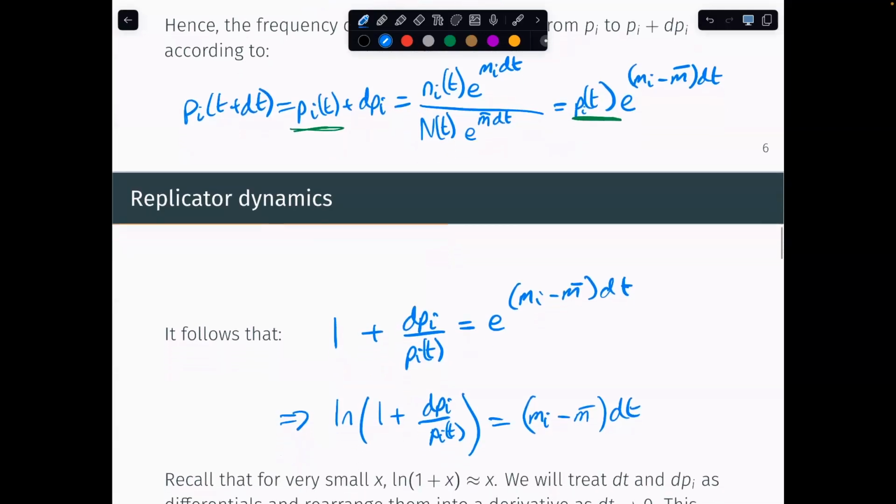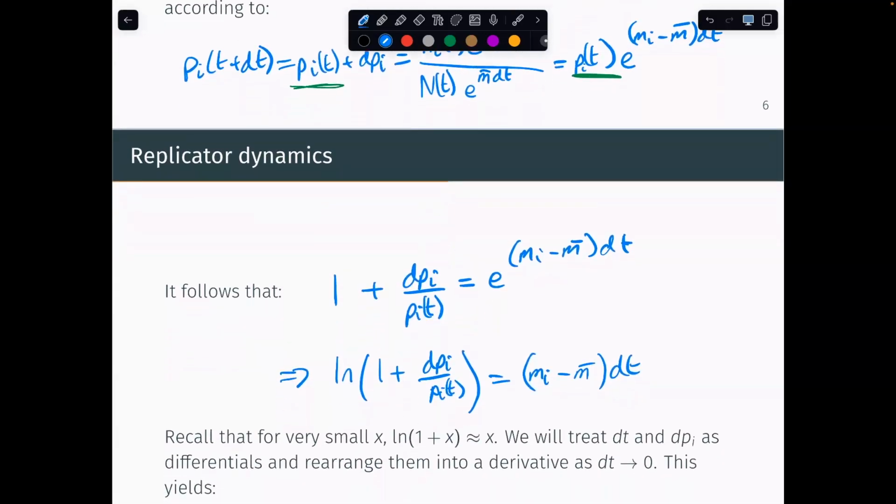So one of the things to remember is that we have a very small time window. This change in the frequency is going to be very, very small because we've got a very small time window relative to whatever that frequency actually is. As long as we take a sufficiently small time window, we can think of this as being x, and x is very, very small. And for very small x, the natural log of 1 plus x is roughly equal to x. That's nice because that means we can drop this logarithmic term.